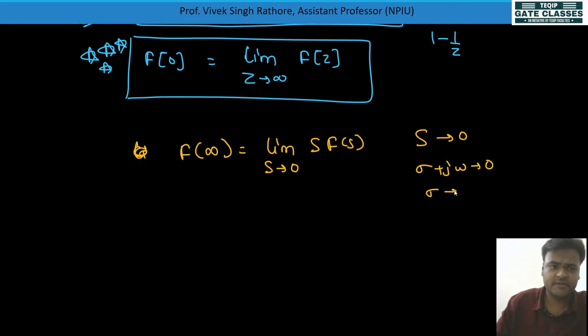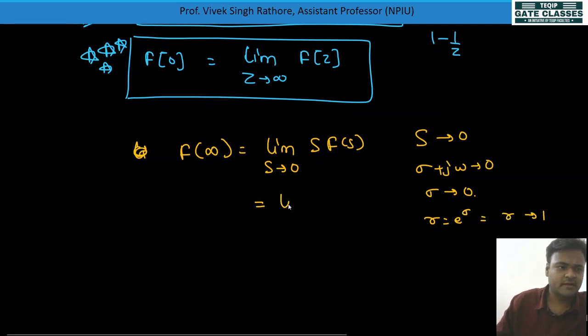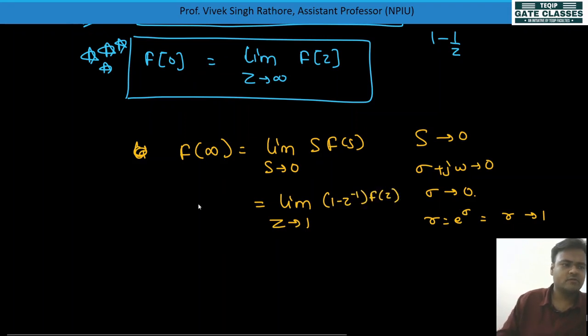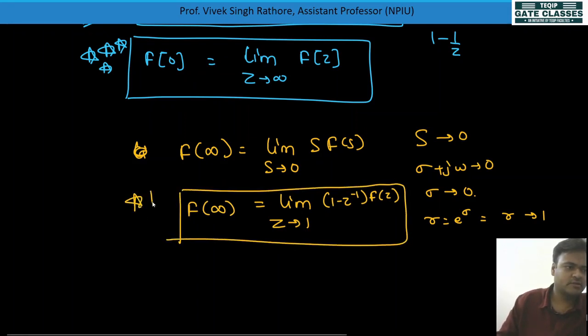It means sigma is tending to 0. It means r is equal to e to the power sigma, means r is tending to 1, right? So we can write here limit z tending to 1, s is nothing but 1 minus z inverse into F of z. Okay, so this is the final value theorem for z transform. This is the final value theorem for z transform.